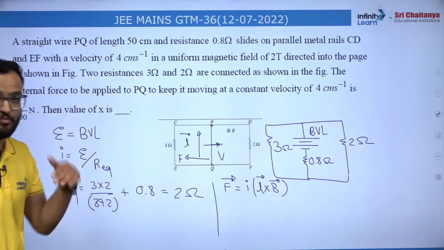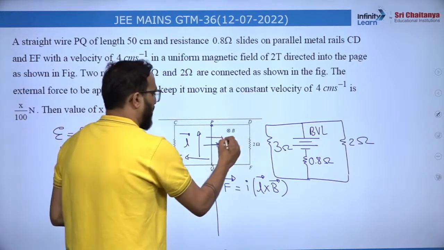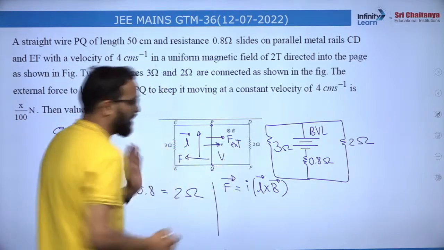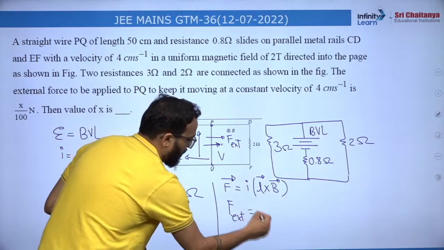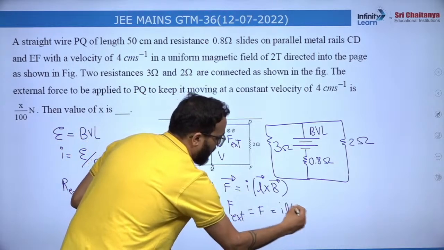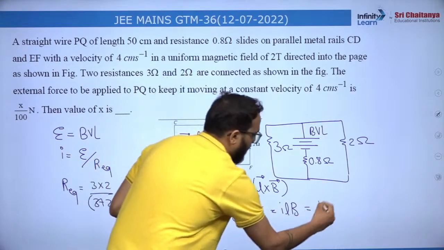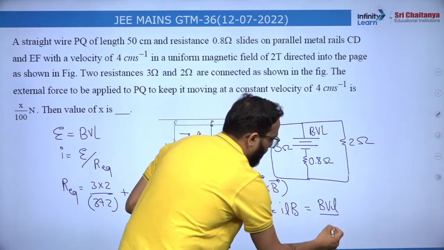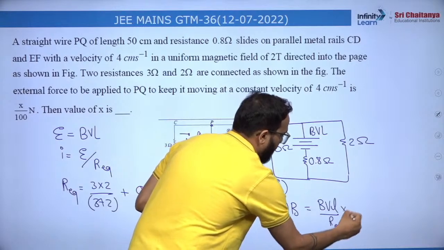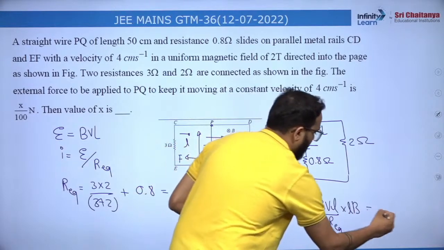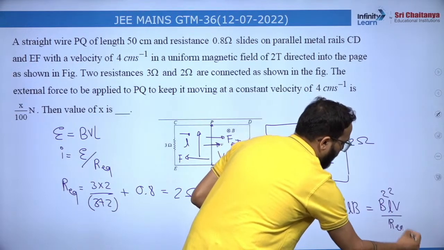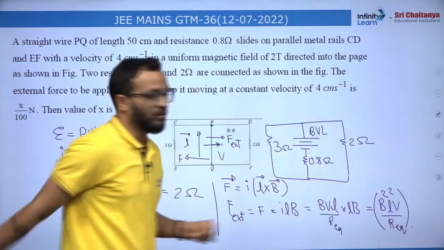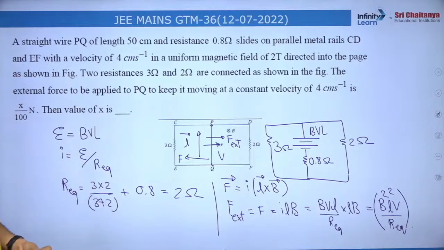But if you want this wire to move with a constant velocity, you have to apply the same force externally in this direction. So you will say, sir, F external will be equal to ILB. So what is I? It is BVL upon R equivalent into LB. So answer will be B square L square V upon R equivalent. This will be the force. Put the values and definitely you will get your answer.